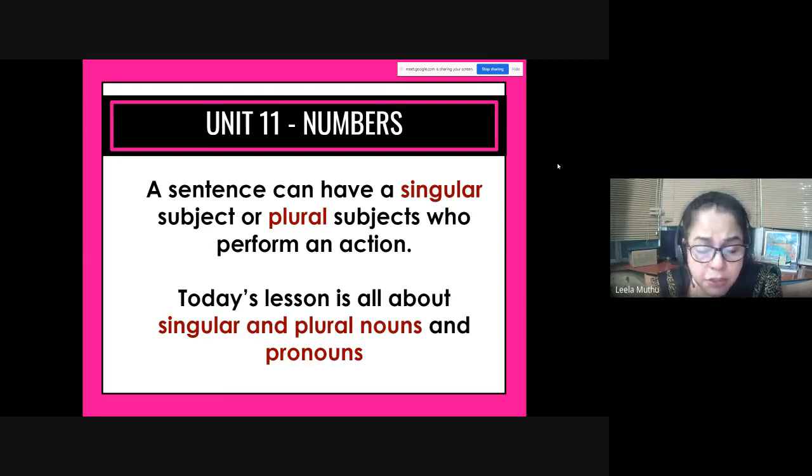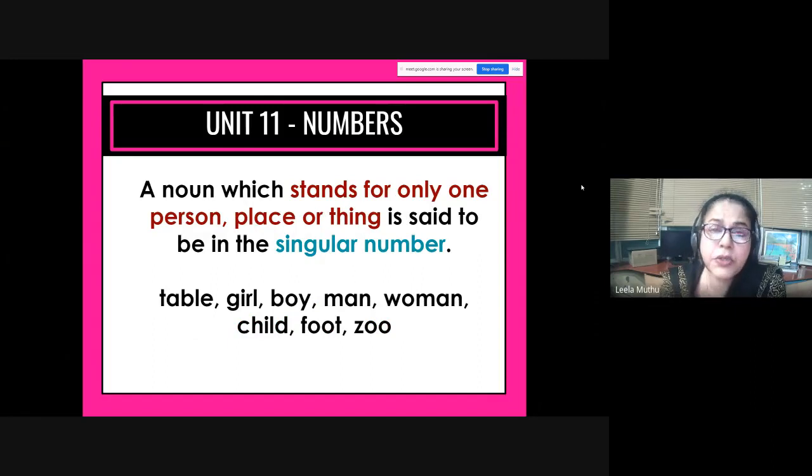So today's lesson is all about singular and plural nouns and singular and plural pronouns. A noun that stands for only one person, place, or thing is said to be in the singular number, like a cat, the dog, a bottle, the school, the road, the sky. Everything is one. These nouns are in the singular number.